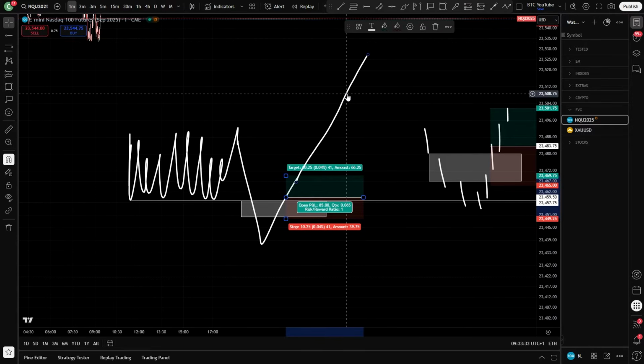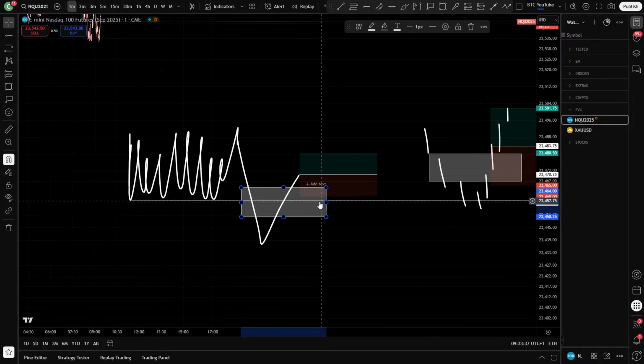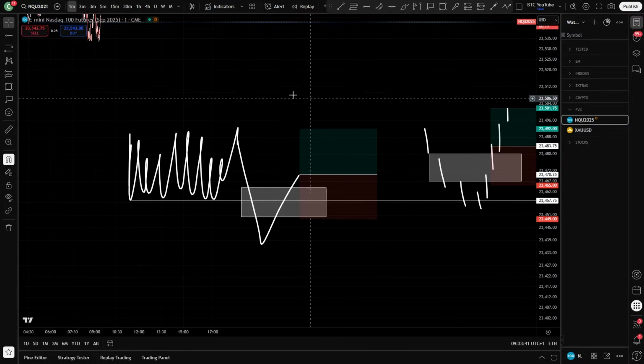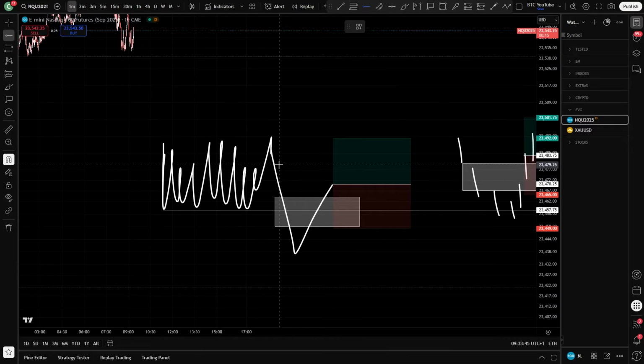So let's say, for example, we come back up, we close above like this. Your fair value gap looks something like this. You put your stop loss below, take profit above. Always targeting a 1-for-1.